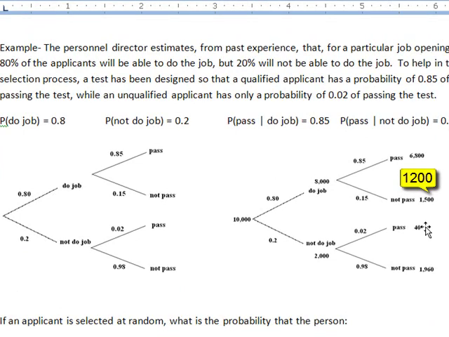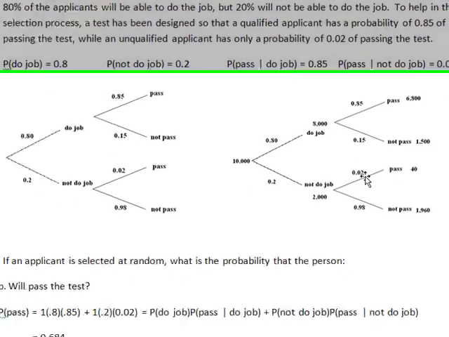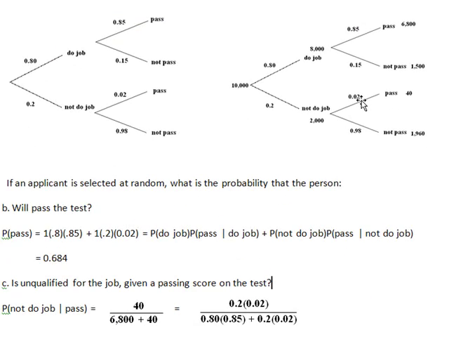So how would this look if I just used the tree on the left? Well, just look at how the numbers are generated. The 40, for example, is generated from the 20% times the 2%. So I'm just going to replace the numbers with their decimals, basically how they were derived. And here's what this looks like right here. The 40 comes from 20% of the population is not able to do the job, and then 2% of those still pass the test.